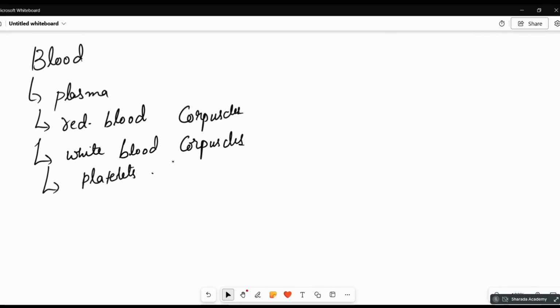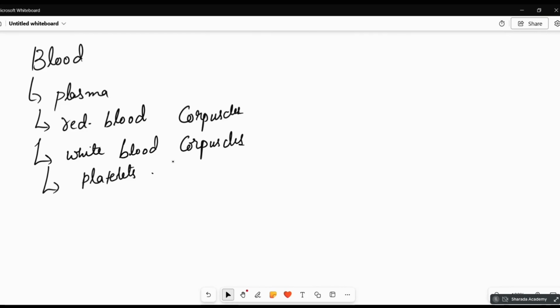Next comes the white blood corpuscles. Why do we call it by that name? Because it is white in color and it is like our soldiers. Whenever it sees some foreign body inside, like microorganisms, what will it try to do? It will try to fight against that.